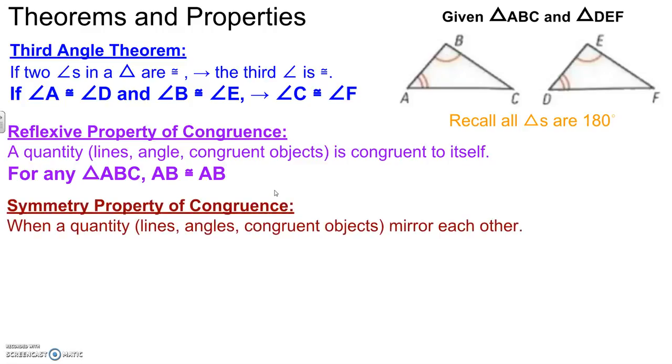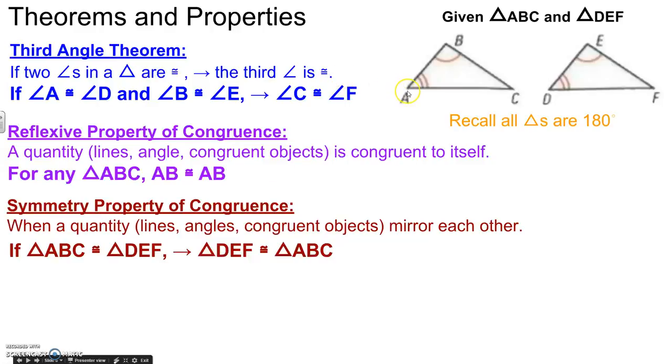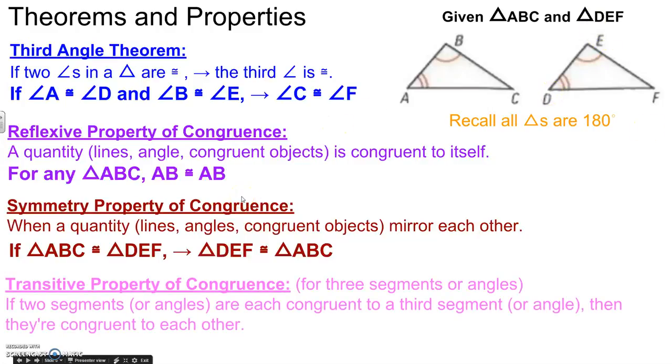Symmetry property of congruence. When a quantity, line, angle, or congruent object, they mirror each other. So we can get that idea of mirroring. If triangle ABC is congruent to triangle DEF, then triangle DEF is congruent to triangle ABC. So we see that they mirror each other. Again, being consistent in the order of vertices. A, B, C follows the same order of vertices, D, E, F.